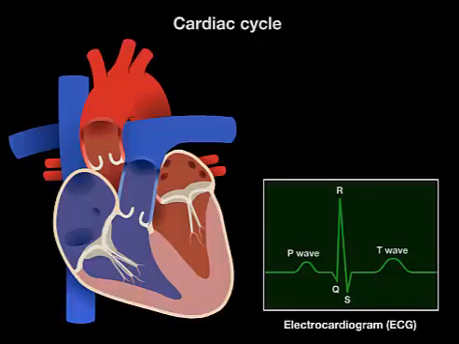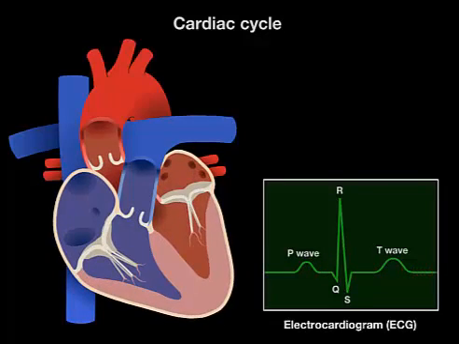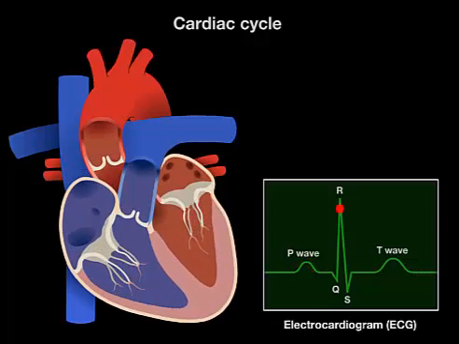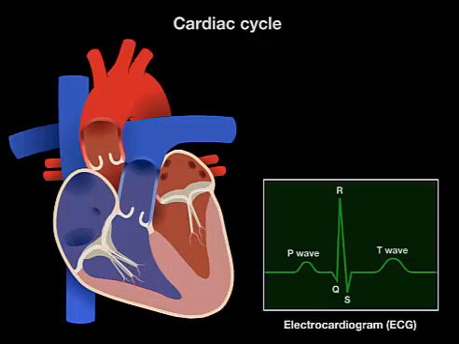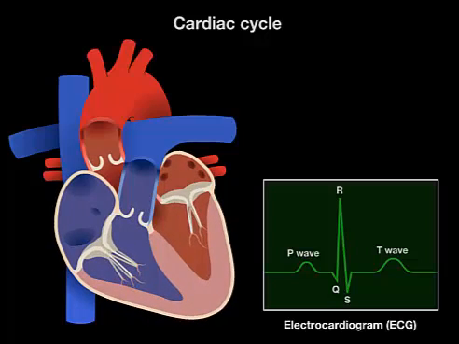A single cardiac cycle is made up of the events associated with one heartbeat. Each cardiac cycle takes about 0.8 of 1 second. During each cardiac cycle, pressure changes occur within the chambers of the heart as they relax and contract.